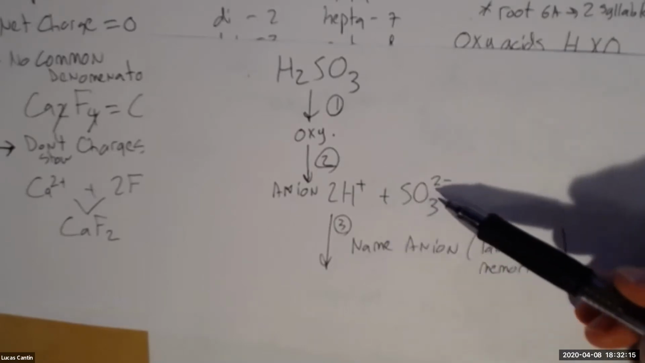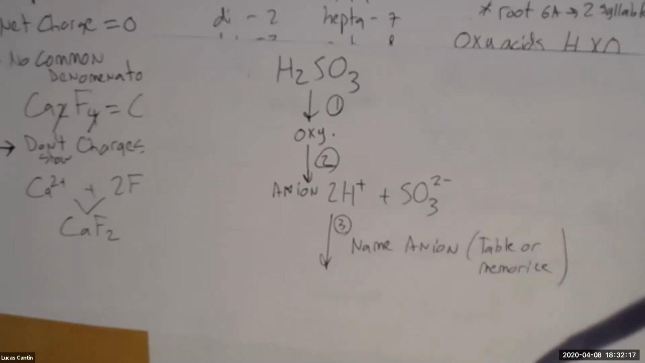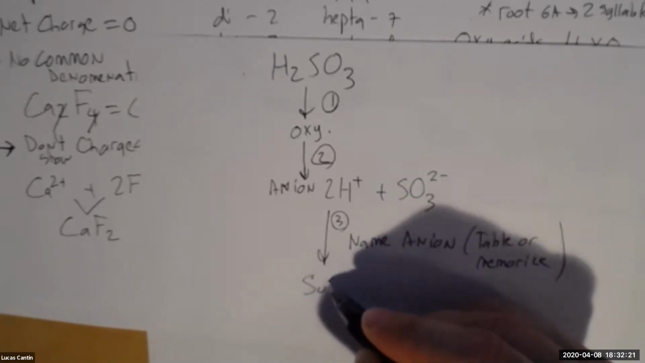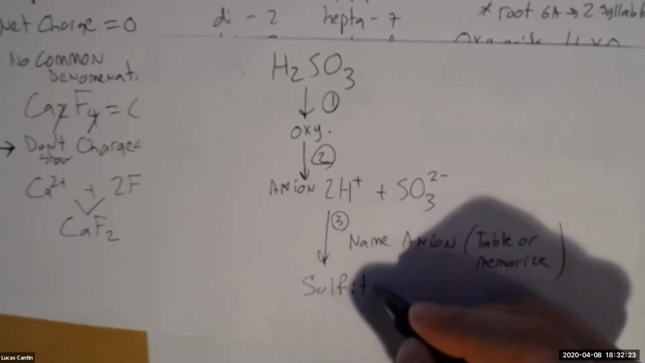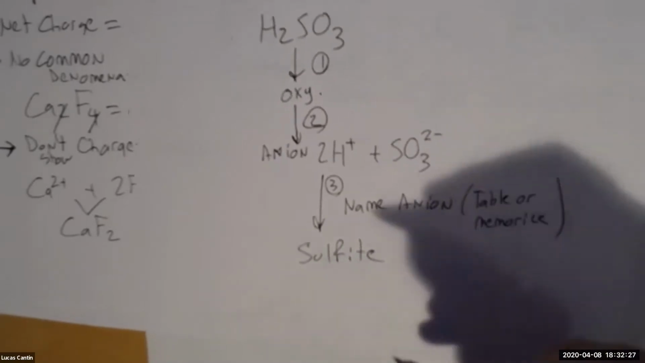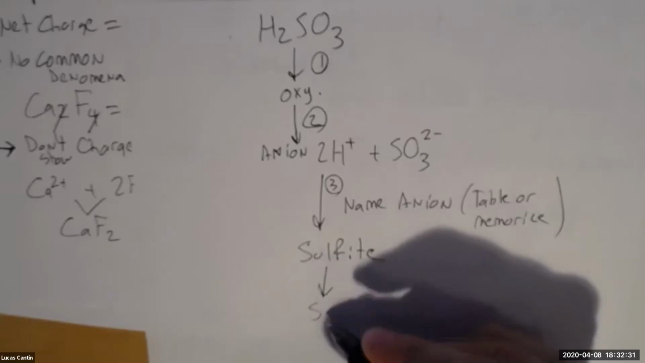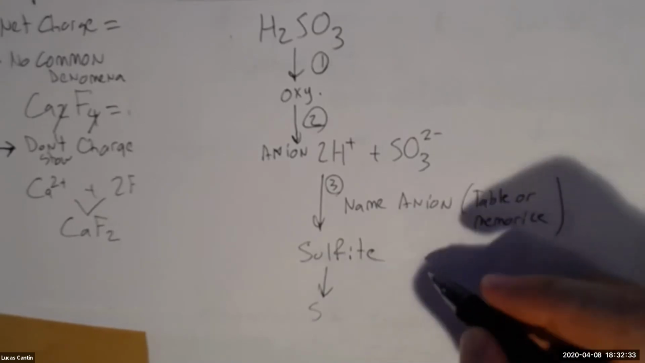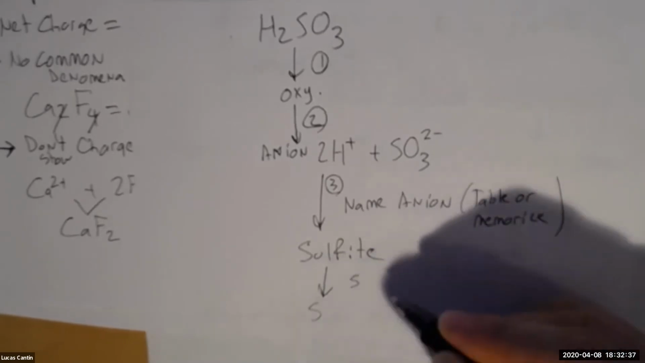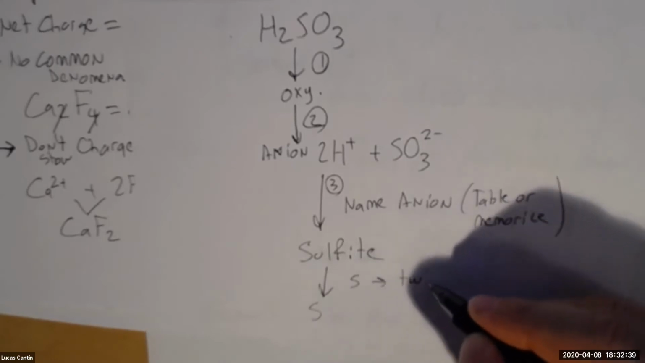Okay, so this one, anybody know that one or recognize it? Sulfite. It's sulfite. Good. So if it's sulfite, it goes to OUS. Yeah. And actually this is a special case. So let's add another step. Because it's sulfur, it gets 2 syllables.